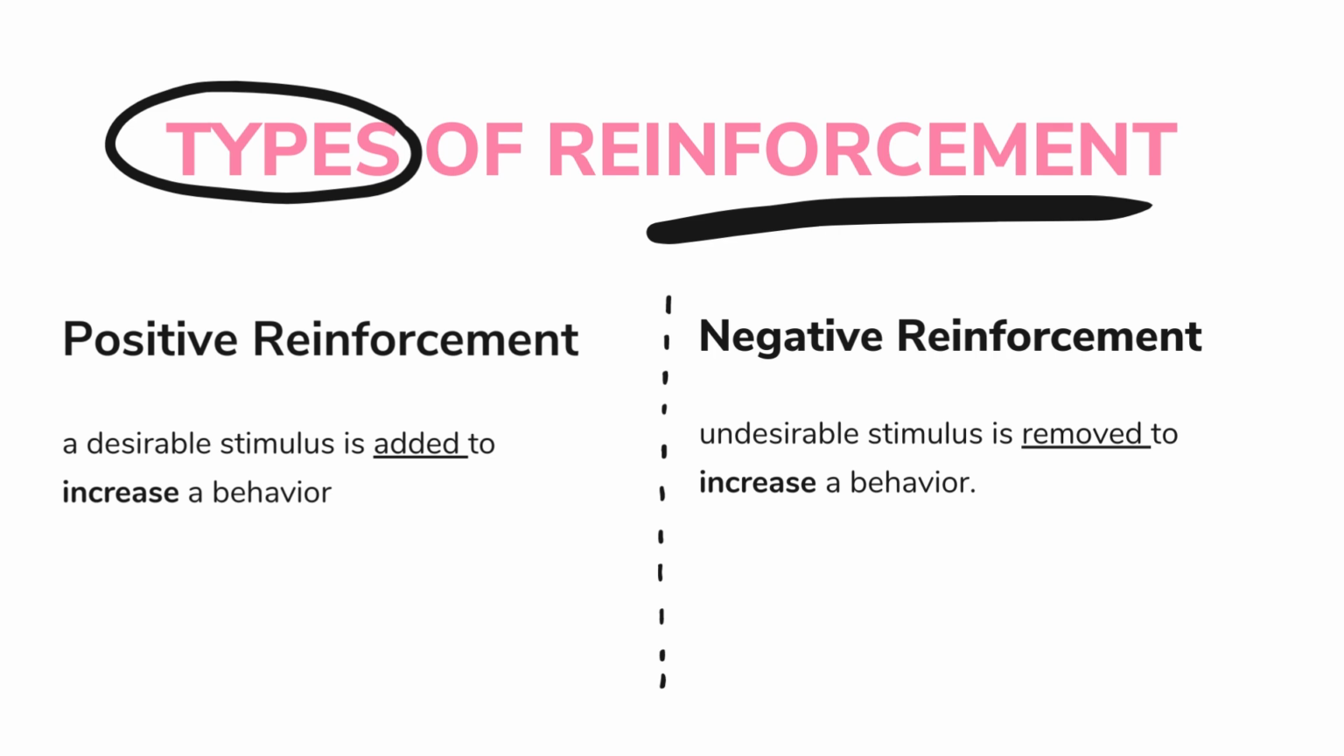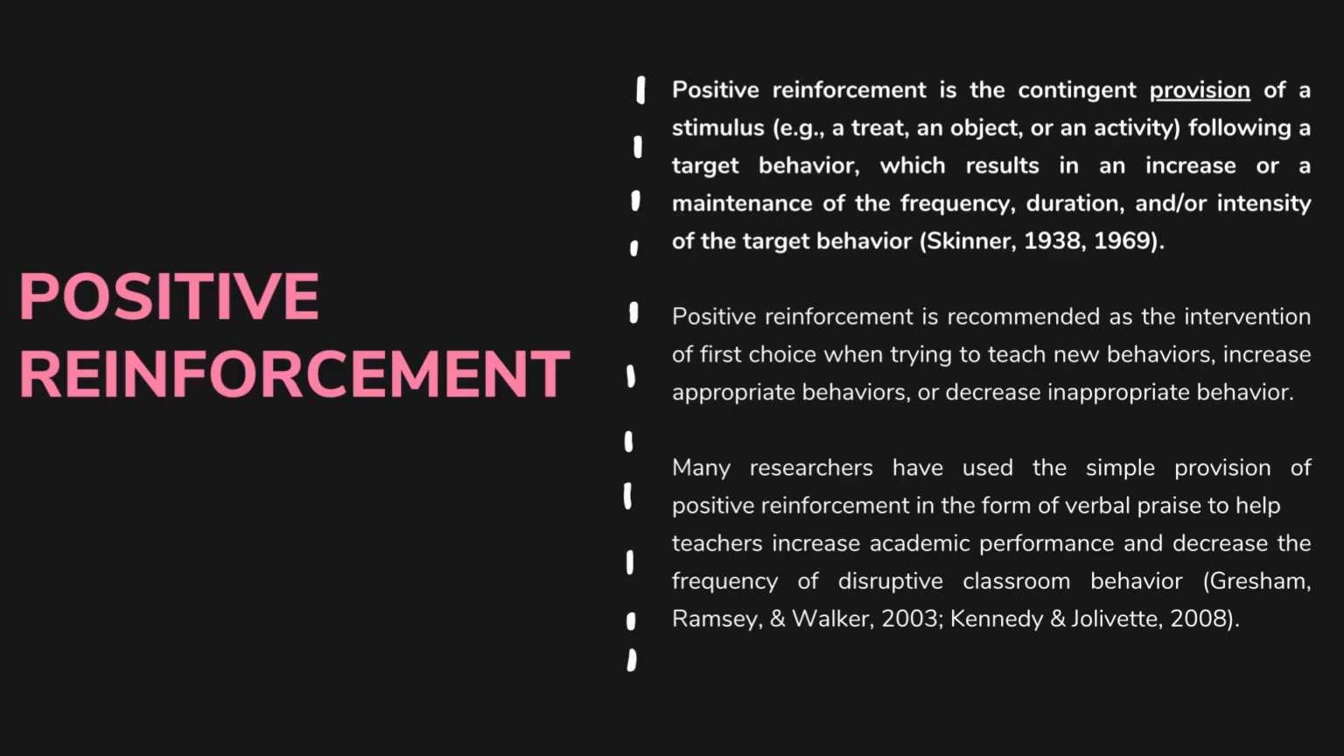Let's talk about positive reinforcement. Positive reinforcement is the contingent provision of a stimulus, like a treat, object, or an activity, following a target behavior, which results in an increase or maintenance of the frequency, duration, or intensity of the behavior. You provide a stimulus to increase or maintain the child's behavior. For example, a child receives money and praise for cleaning her room. So the money and praise are the reinforcers, and we are trying to increase or maintain the behavior of cleaning her room.